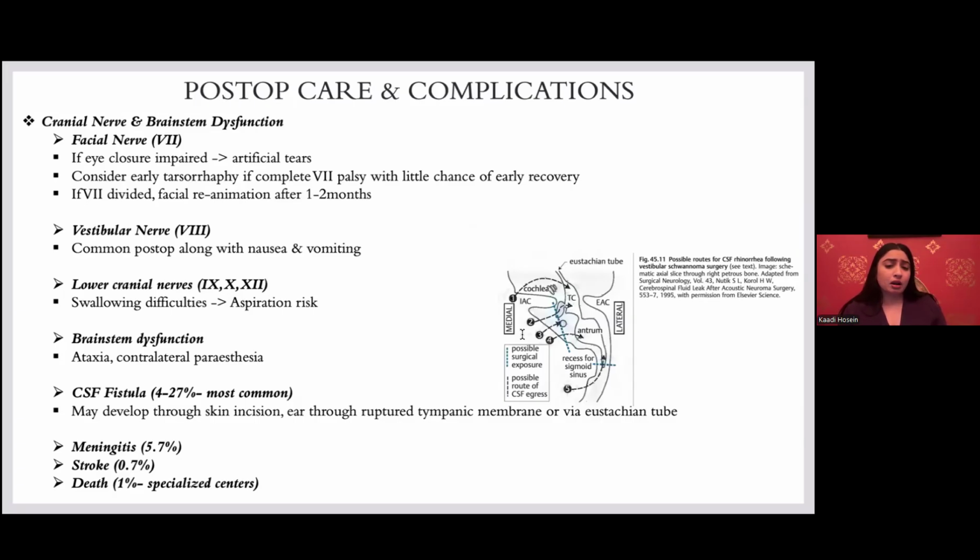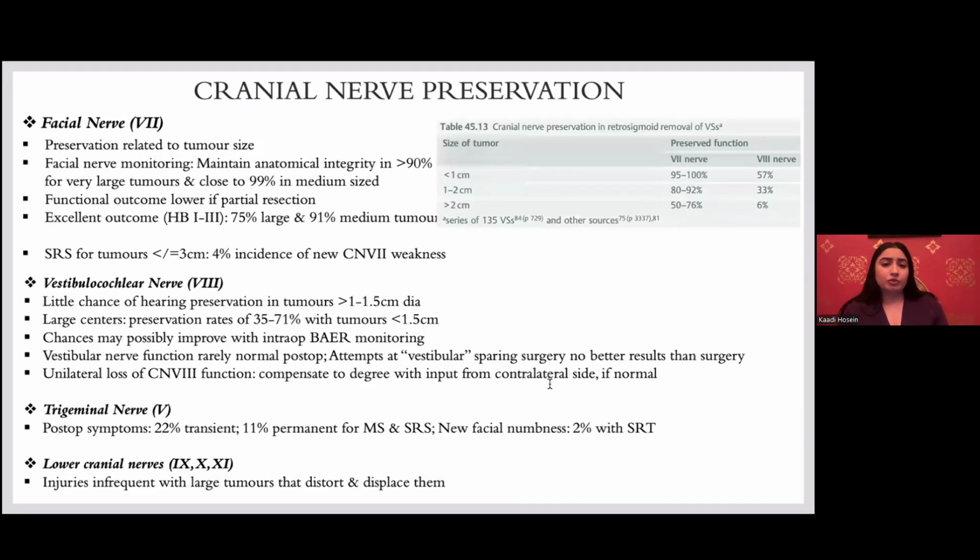Now, rhinorrhea may occur through any of the following routes circled in the diagram shown on the right, figure 45.11, with number 1 being via the apical cells to the tympanic cavity or the eustachian tube, which is the most common pathway. Table 45.13 on the right shows the stats of cranial nerve 7 and 8 preservation following suboccipital removal of vestibular schwannomas in several combined groups of patients.